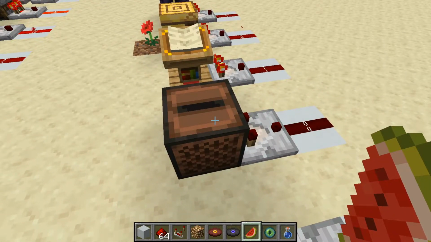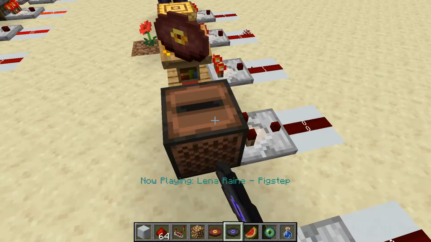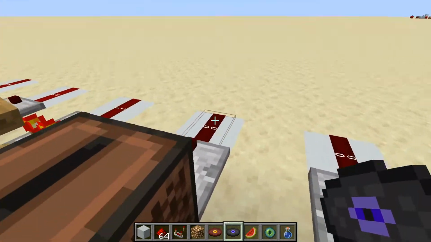And then the music box will output a signal strength based on which disc you put in it. So that one's 13, this one's 9, and if there's no disc in it, then it will be 0.